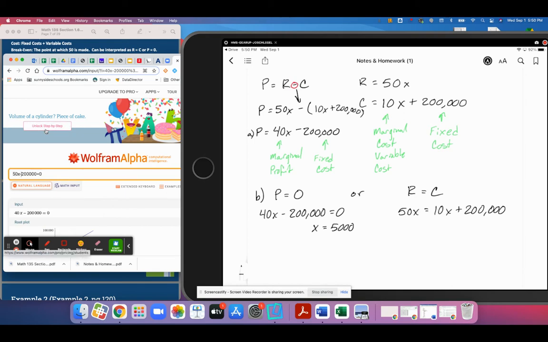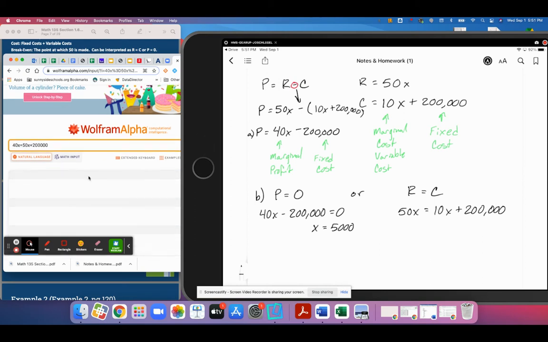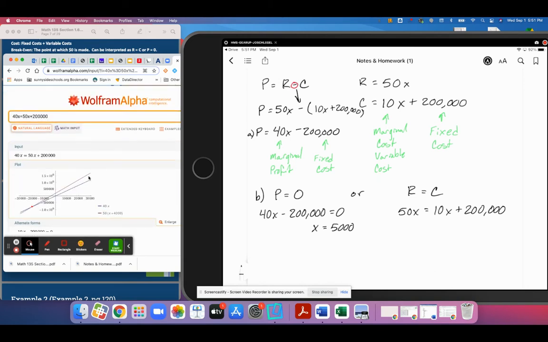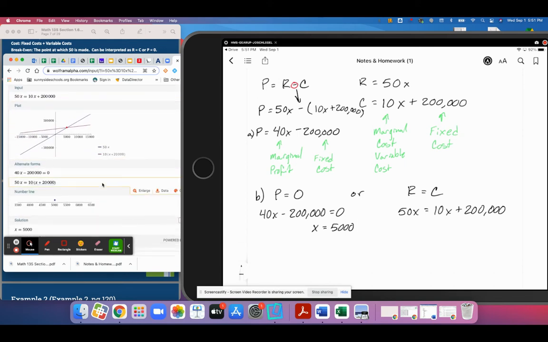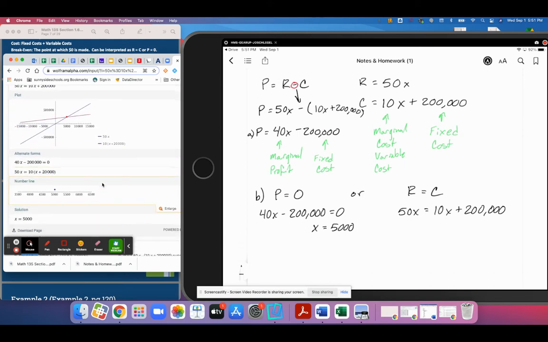And so I've got, let's see. Revenue is 50x, cost is equal to 10x plus 200,000. So when revenue is equal to cost, let's see what number we get out. I did that wrong. That should be 50x right there. And that should be 10x over there. It's been a long day, everyone. Typo. So we do get x equals 5,000 by using revenue is equal to cost exactly as we did when we tried to find when profit was equal to 0.